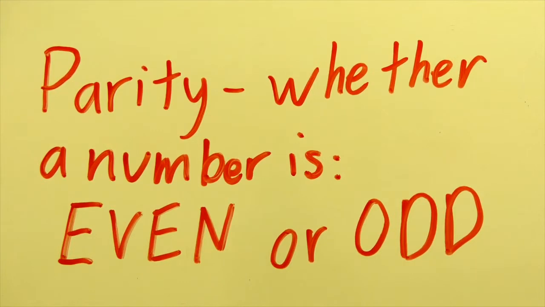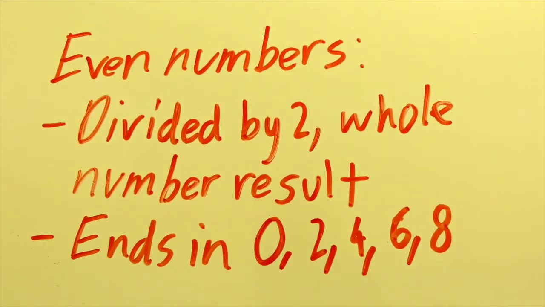Let's start with the parity of a number. The parity of a number is whether a number is even or odd. Even numbers have certain qualities. When they are divided by 2, a whole number is the result. And they also end in 0, 2, 4, 6, or 8.